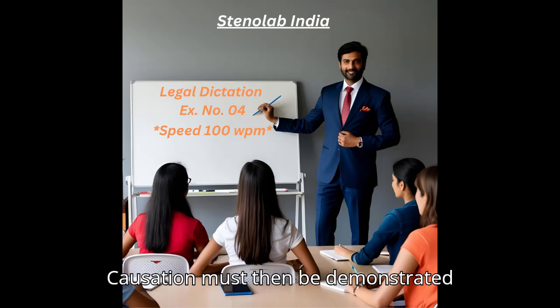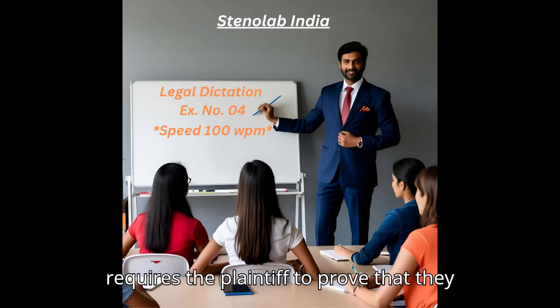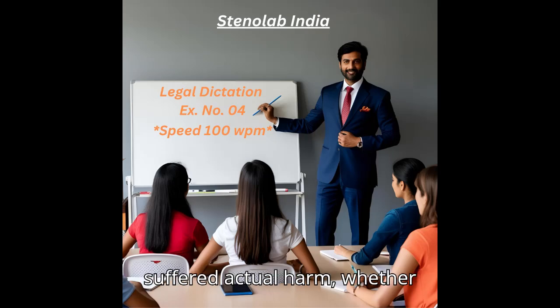Causation must then be demonstrated, showing that the breach directly resulted in the plaintiff's injuries, often analyzed under the concepts of actual cause, but for causation, and proximate cause, foreseeability. The final element, damages, requires the plaintiff to prove that they suffered actual harm, whether economic or non-economic.